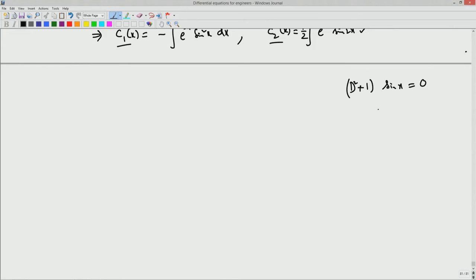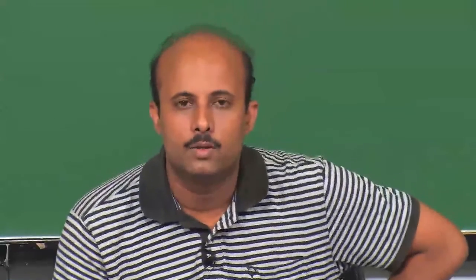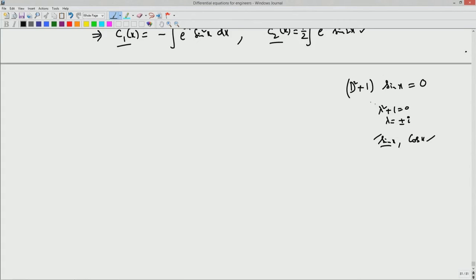D square plus 1 is lambda square plus 1 equal to 0, you get lambda equal to plus or minus i, okay. So, if lambda is plus or minus i, what are the solutions? Simply sin x and cos x, or e power ix and e power minus ix. They are two linearly independent solutions, and sin x and cos x, their sum and difference are also linearly independent. So, sin x is actually satisfying this equation. So, the annihilation operator is d square plus 1.